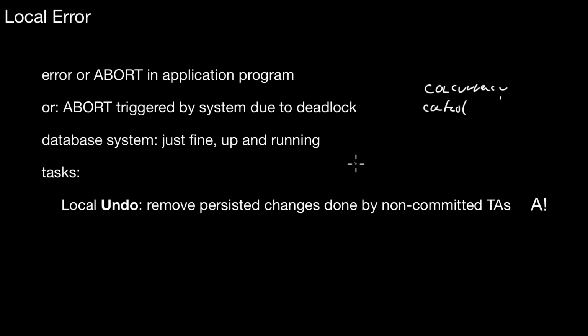One transaction has to be aborted, and therefore it's a local undo, which means we have to remove persistent changes done by non-committed transactions, which is again A. A is saying if a transaction didn't commit, all of its changes have to be undone. If that transaction did any change to the database store, those changes have to be removed. That is what is said by A, and that is what we have to care about.